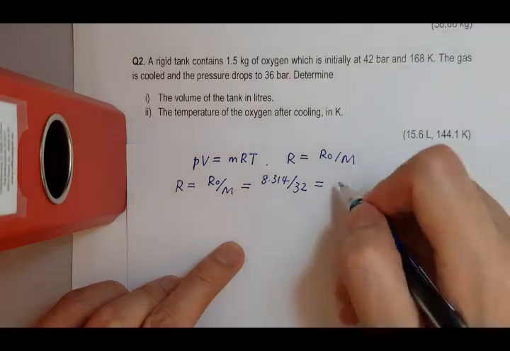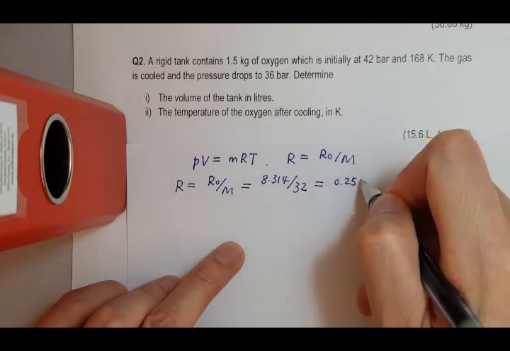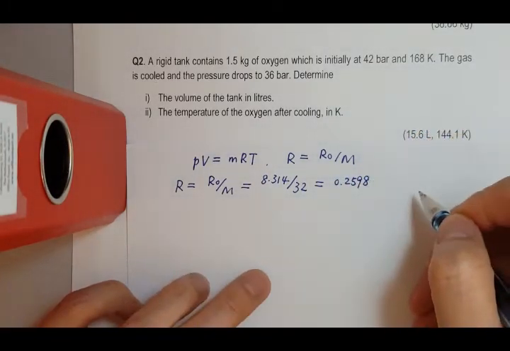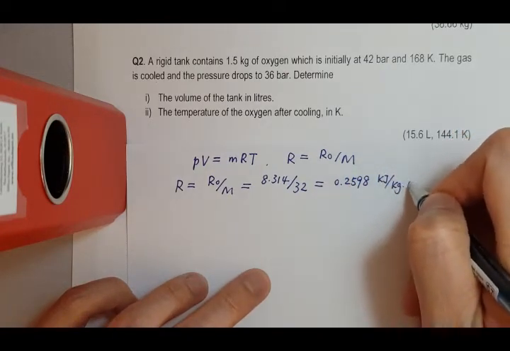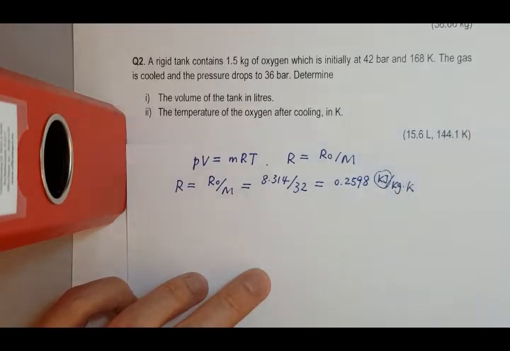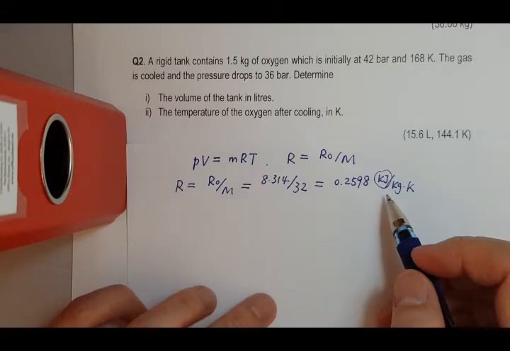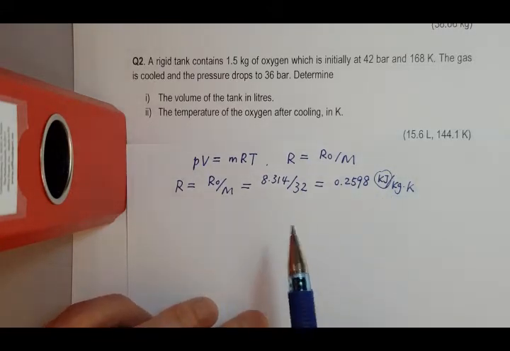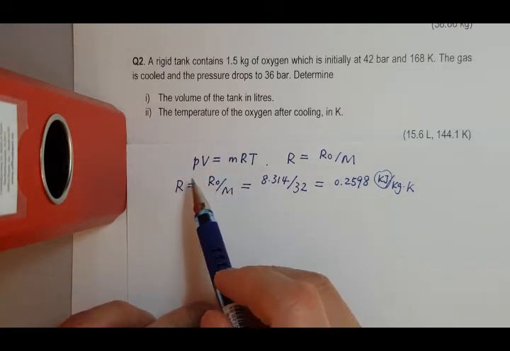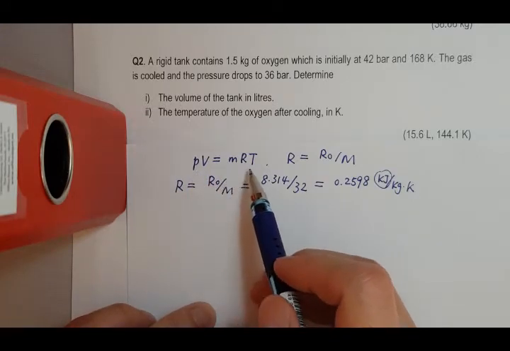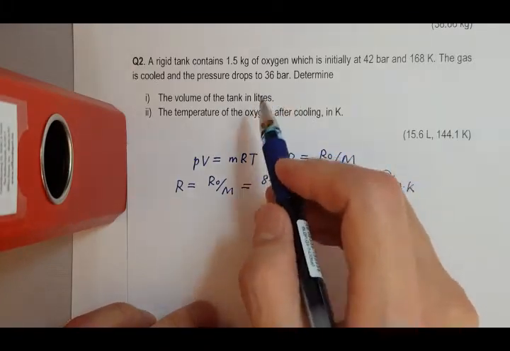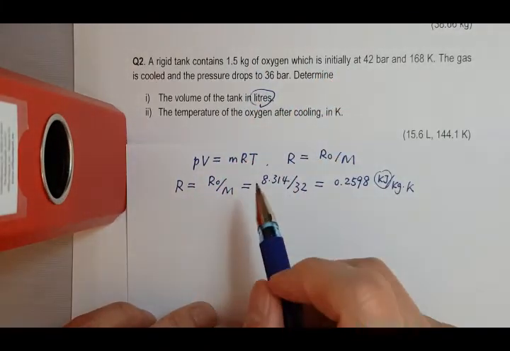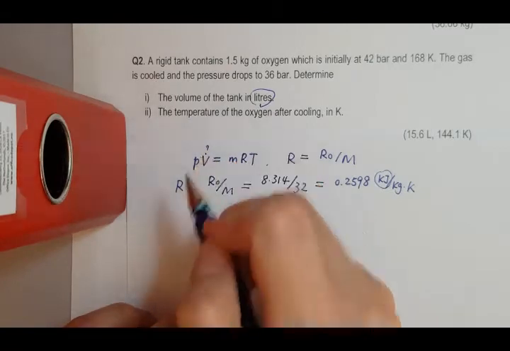Then we can calculate. Be very careful here: the unit on the top is kilojoule, and we need to convert that to joule in the following calculations. According to this equation, PV is equal to MRT. Now we're going to calculate the volume of the tank in liters.